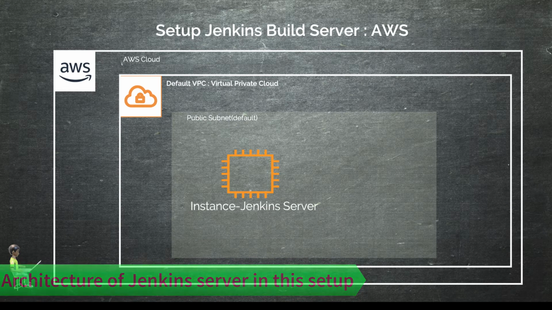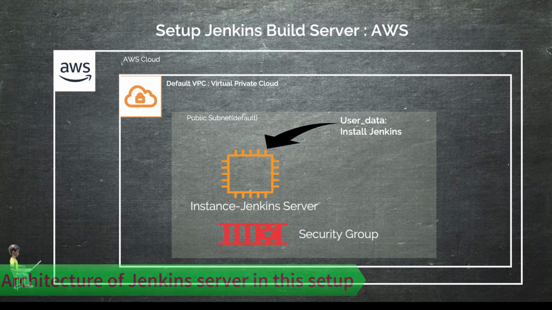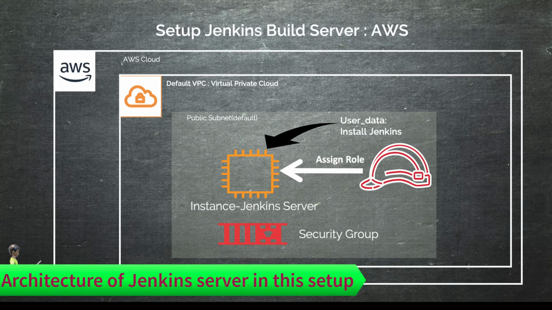In the public subnet, we're going to create an EC2 instance, which is the Jenkins server, and we will update the user data to install the Jenkins application. We will create a security group resource, attach it to the Jenkins server EC2 instance, and assign the role to the EC2 instance. Then we will log into the EC2 instance and verify the AWS commands without any credentials, because the role itself takes care of the credentials. Let's jump into the lab.